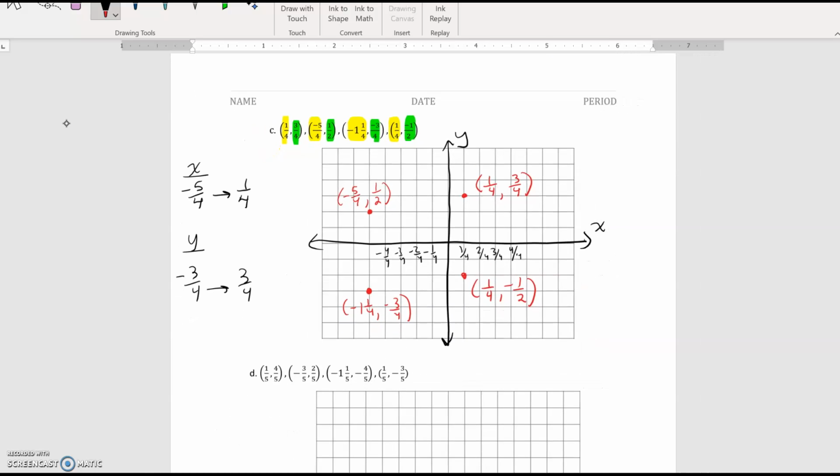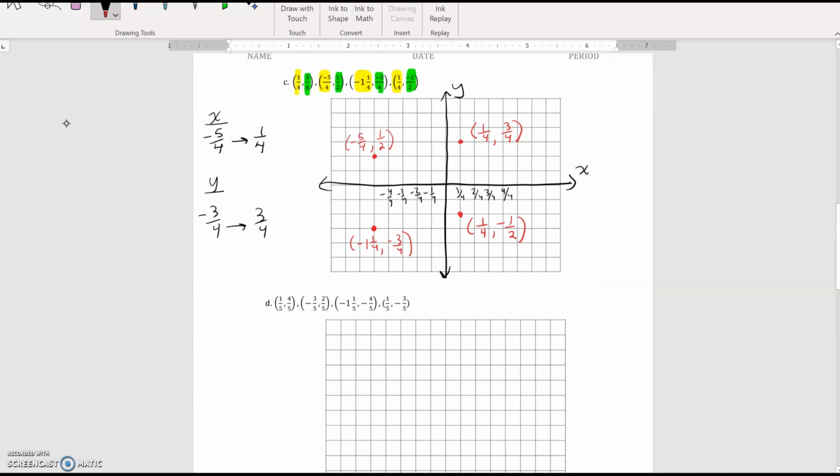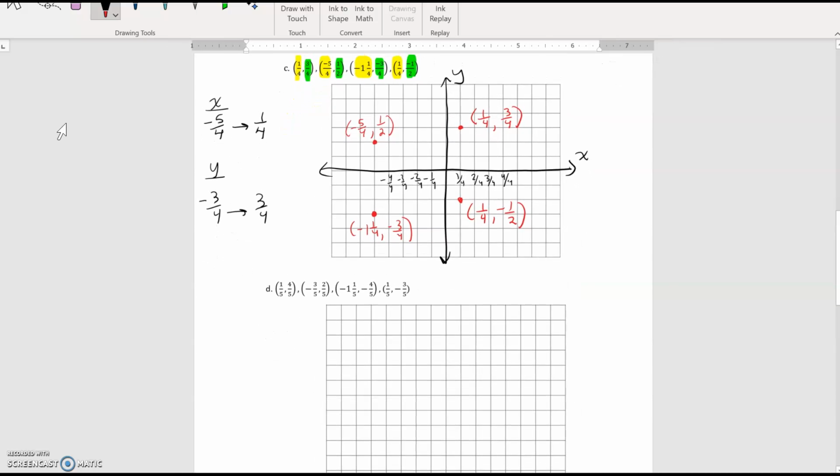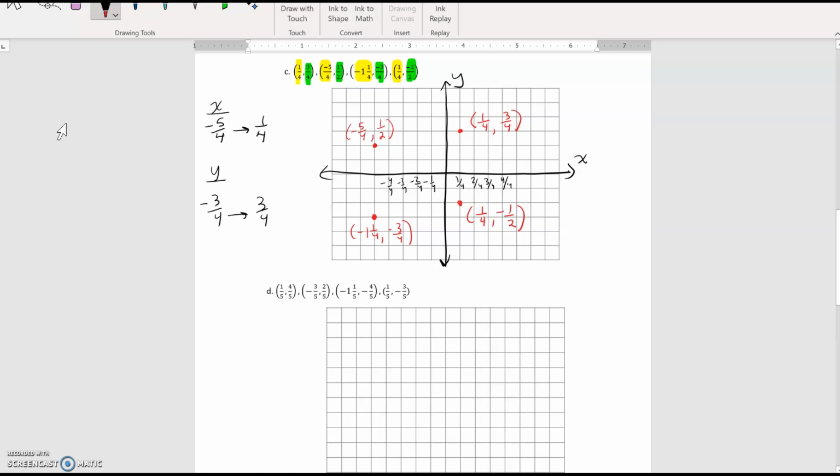I want you to try D now on your own. I'm going to zoom out so you see C as an example, and think about the steps of drawing the scale, drawing the axes, finding the lowest and highest x and y values, making a scale, and then plotting your points. So pause here, and then we're going to continue. When you continue, I'm going to zoom in to the next problem with the answer.